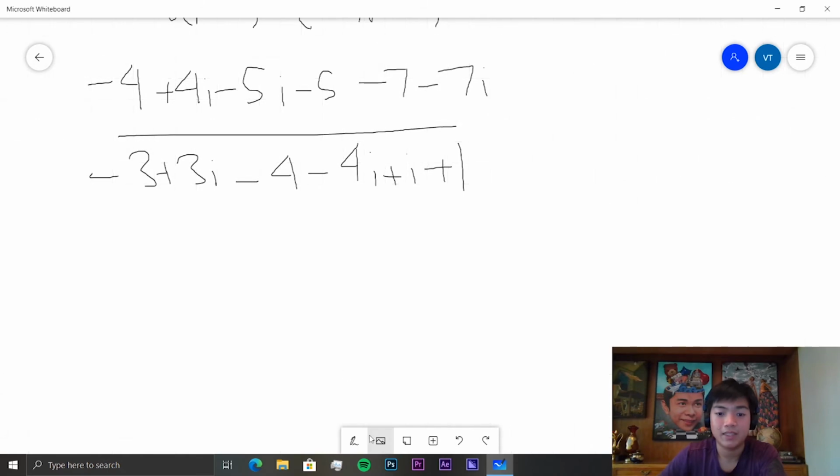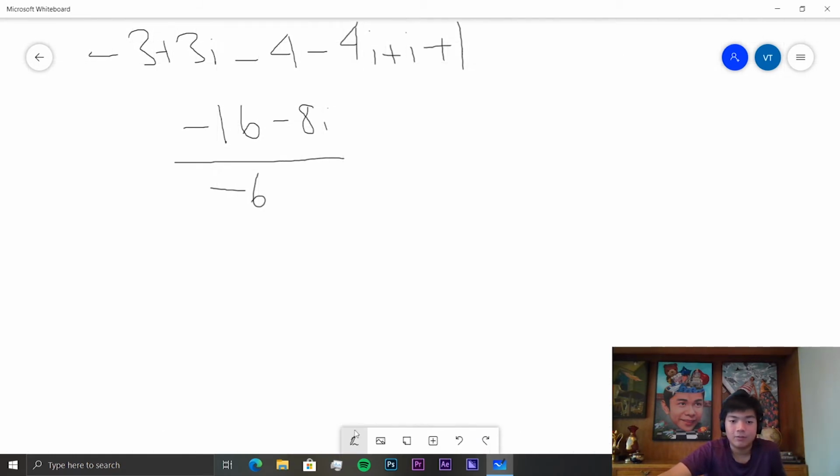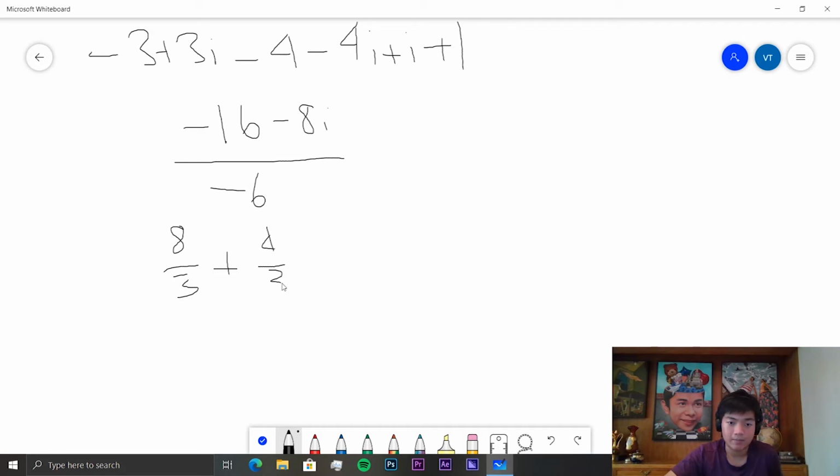So if we add all of that together, we will get negative 16 minus 8i over, this is negative 6. It's just negative 6, isn't it? Yeah, it's just negative 6, all over negative 6. And so we know this is equal to 16 over 6, which is 8 over 3 plus 4/3 i.